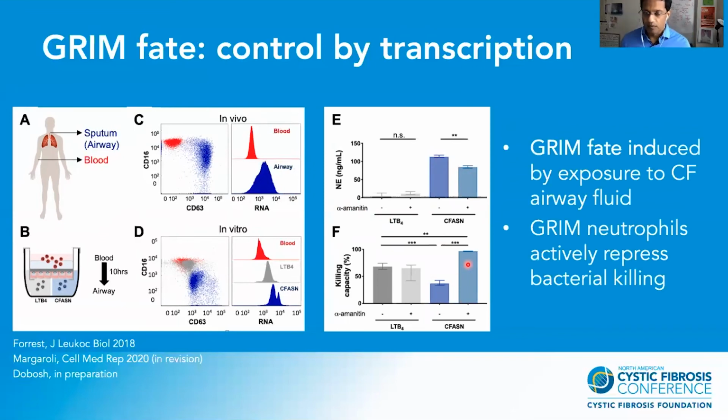So this is very exciting because now we have the indication that the GRIM phase is induced by exposure to the CF airway fluid, and it doesn't really matter whether you're a healthy control or CF blood neutrophil, you're gonna react the same way after transmigration. And the GRIM neutrophils not only exocytose their granules, but they actively repress bacterial killing through de novo transcription.